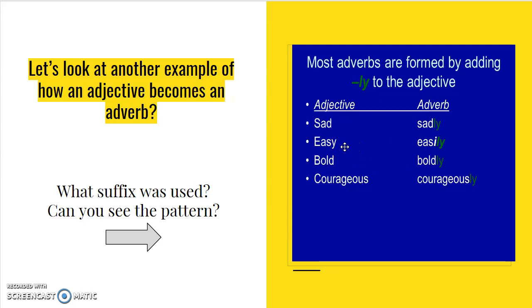Easy is the adjective because it shows how, and it explains what that adjective is. So if something was done easy. But when it's how, it's easily done, and that's where our adverb comes in. Bold becomes boldly, courageous becomes courageously. What pattern do you see? What suffix is used? So look at our ly here, and then look at the pattern here.